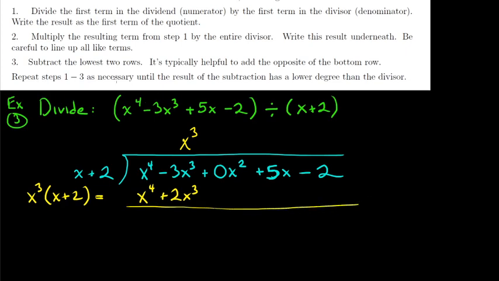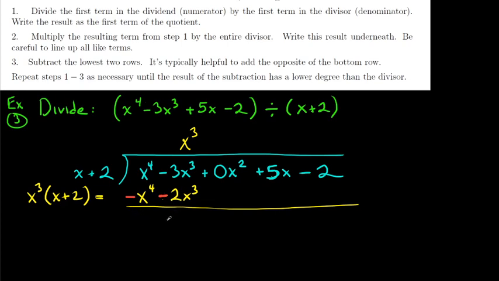And now the hard part, right? Now we have to subtract. So when we're going to subtract, we flip the signs. We make this a negative x to the 4th. We make this a negative 2x cubed. Take away the plus sign here, right? So now we add, we just get 0.